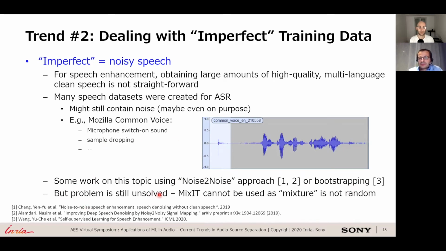But this problem is still unsolved, and the mixture invariant training that we have seen on the slide before we cannot use, because the mixtures that we deal with are not really random, and that's an underlying assumption of the mixture invariant training.